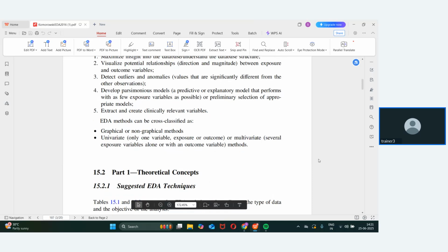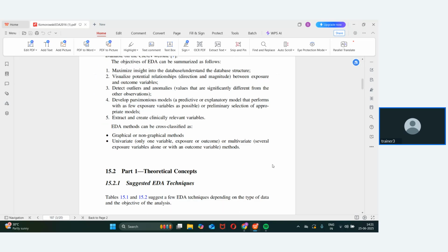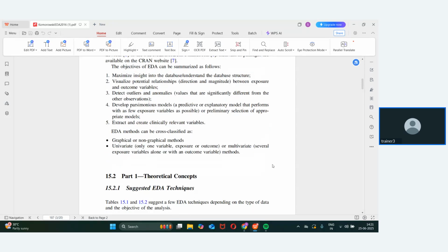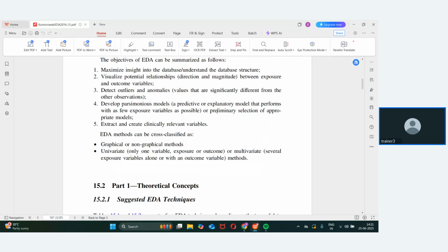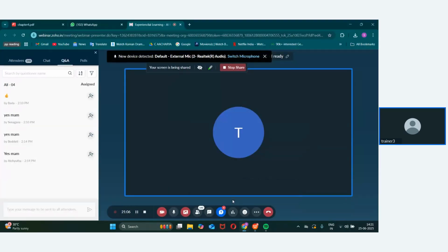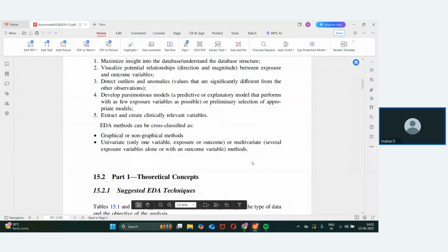Let us move further. So we'll look now at the different techniques and types of EDA. Let us also look at the main objectives in EDA. Here the database is nothing but the data set. The main focus is to understand the structure of the data set, and then we try to understand the relationships and hidden patterns within the data set. Also, it is used to detect outliers.